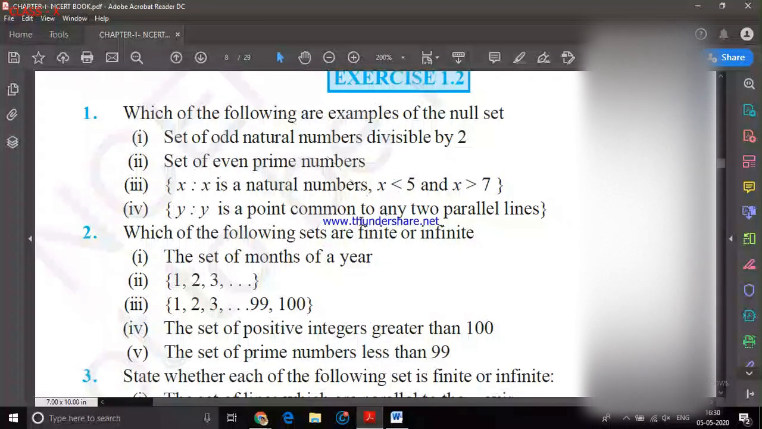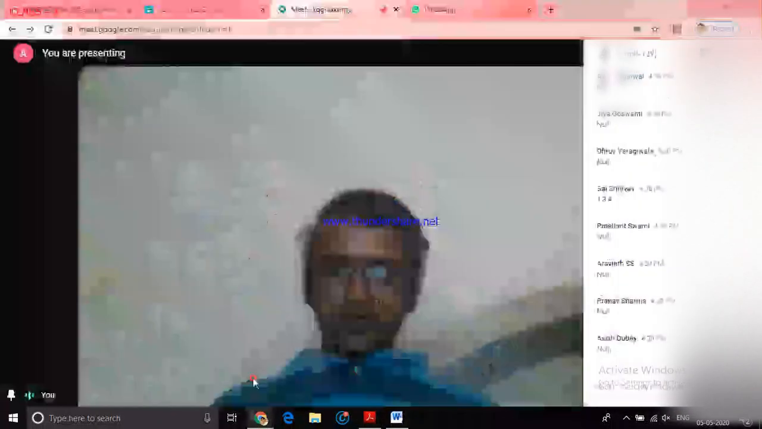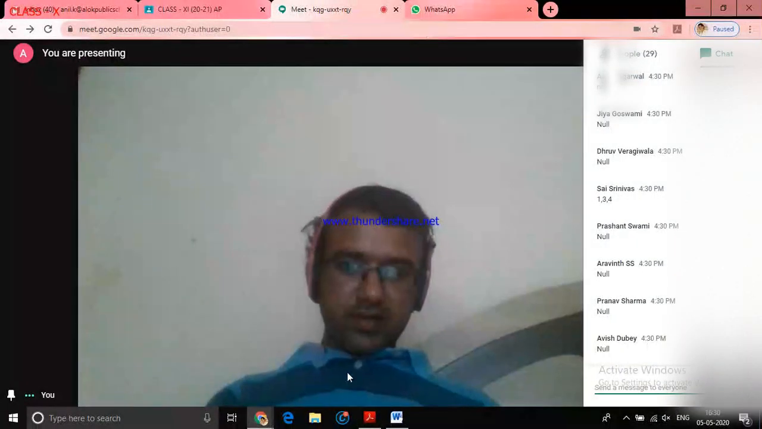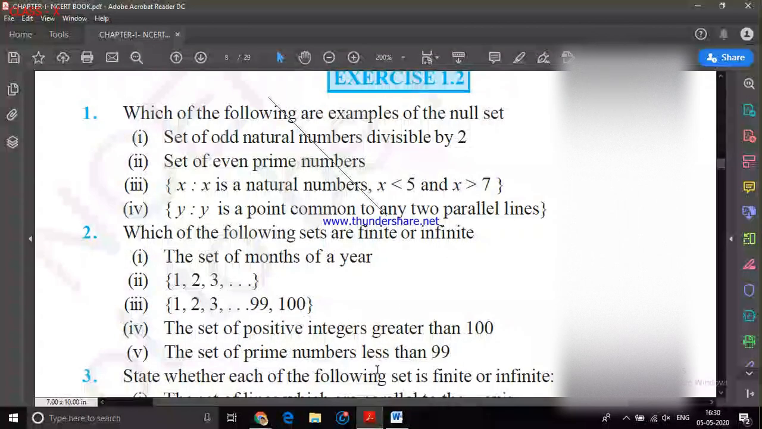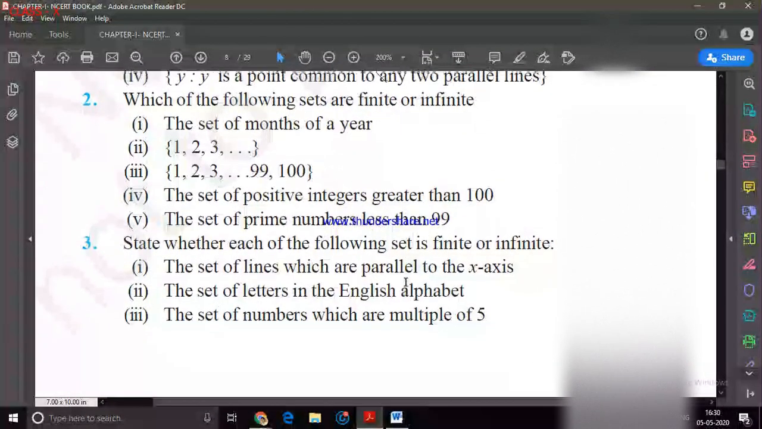Y is a point common to any two parallel lines. Two parallel lines will never intersect, so there is no common point. So hence it is an empty set. So 1, 3, 4 are the empty sets. Has anybody given the answer? Yeah. Okay, then I'll go for question number 2.